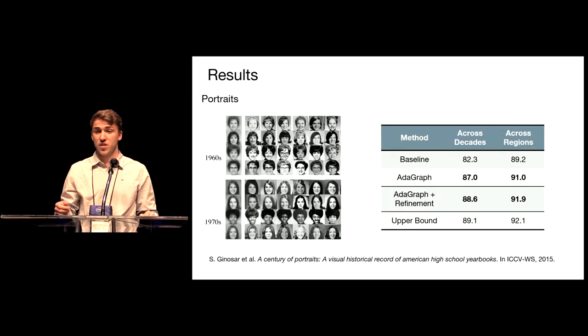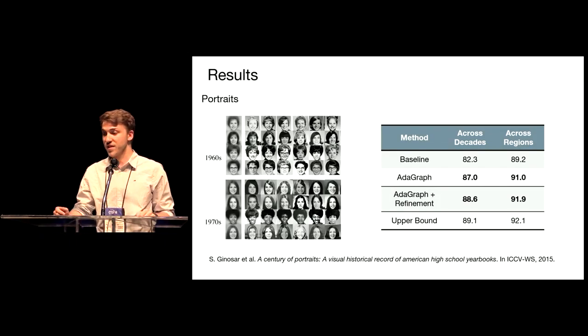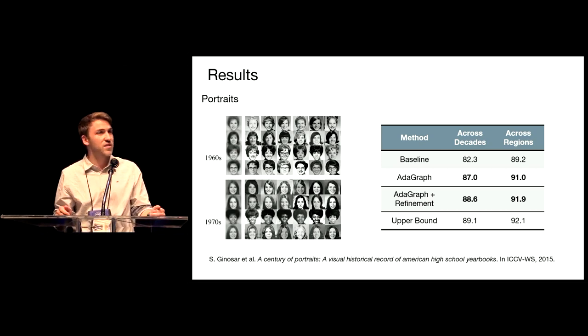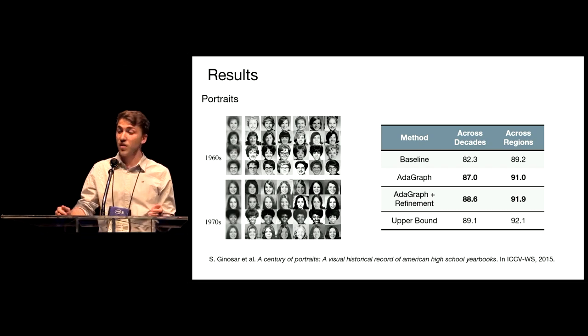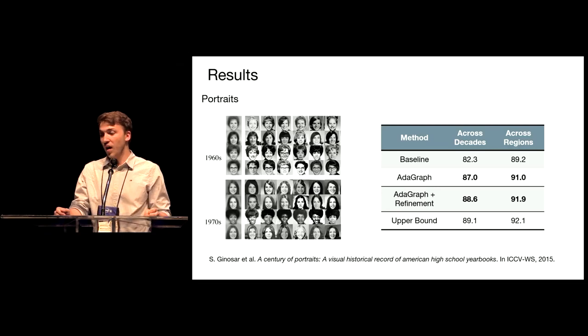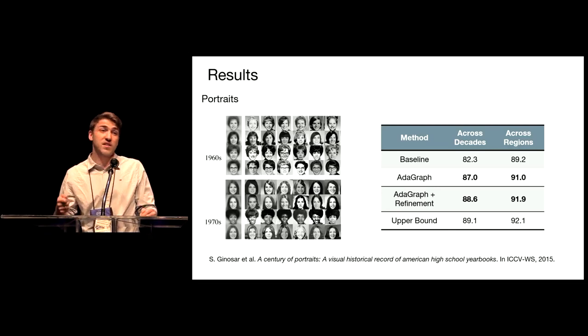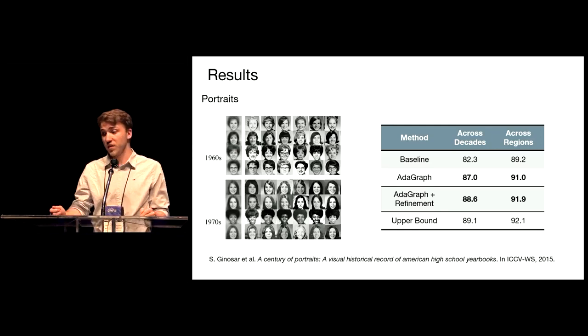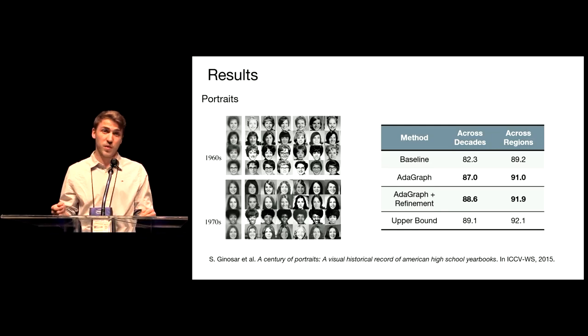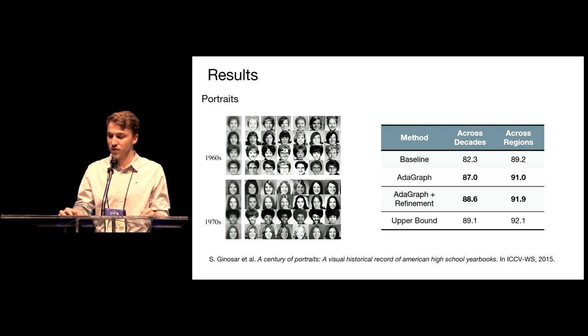Here we show the results of our approach on the Century of Portraits dataset, where the task is gender classification and the metadata are the year and the region of the picture. Our model outperforms the source-only baseline, and with the refinement strategy, we are able to almost completely fill the gap with the upper bound, a batch norm-based DA model with target data available.